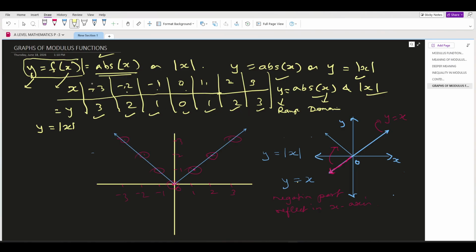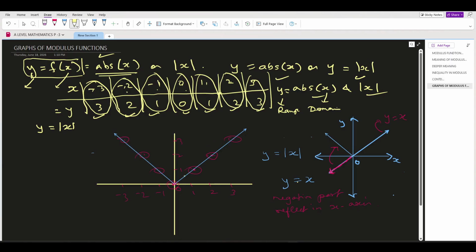Now if I plot these points, that is -3, 3; -2, 2; -1, 1; 0, 0; 1, 1; 2, 2; and 3, 3. If I plot these points, I will get this. So this is 0, 0, this is 1, 1, this is 2, 2, this is 3, 3, this is -1, 1, this is -2, 2, and this is -3, 3. So all the 6 points I have plotted over here on this coordinate axis.